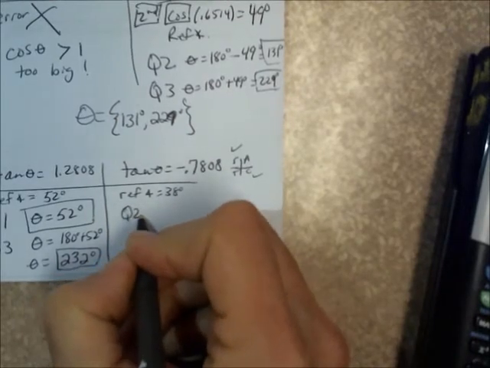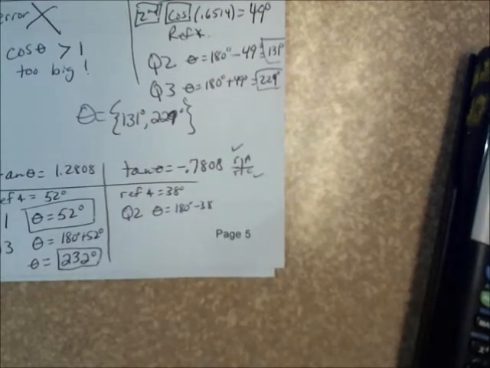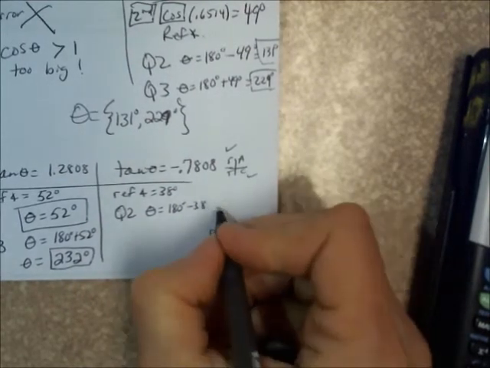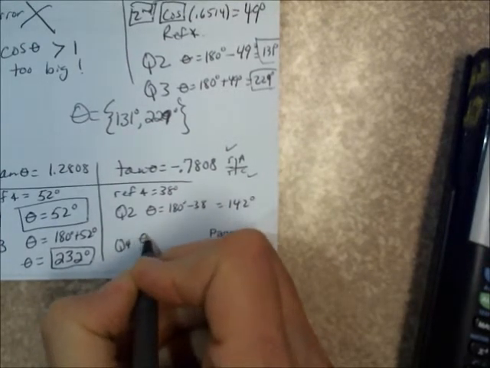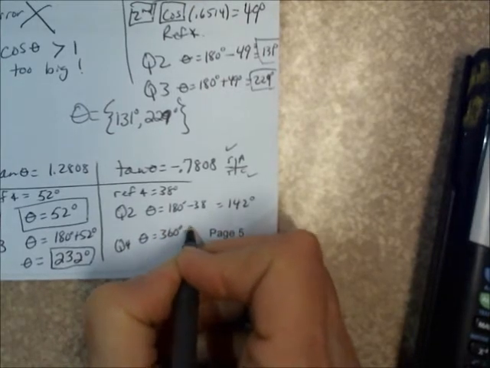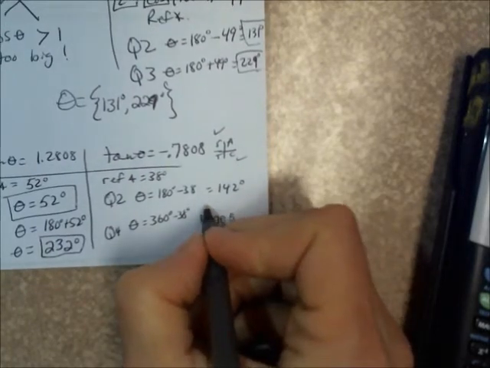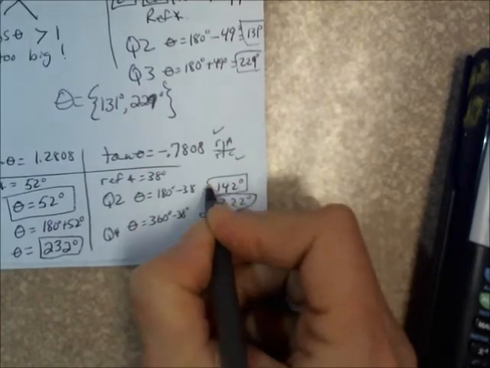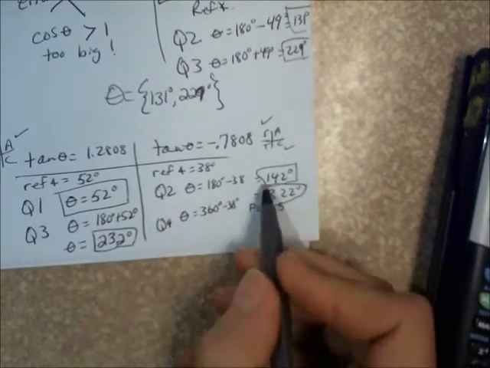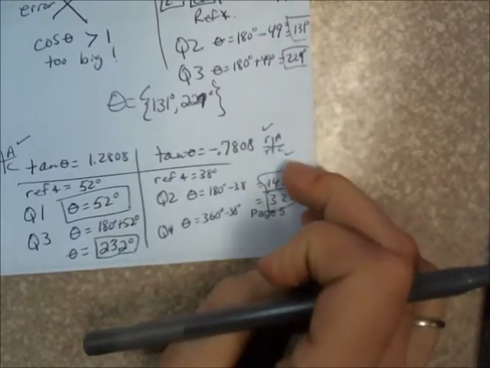So in quadrant 2, the theta value is 180 minus 38, and 180 minus 38 is 142 degrees. And in quadrant 4, our theta value is 360 minus 38 degrees, and 360 minus 38 is 322 degrees. So in this problem, we have 4 answers: 52, 232, 142, and 322. Lots of answers, sometimes 4, sometimes 2, sometimes 1.